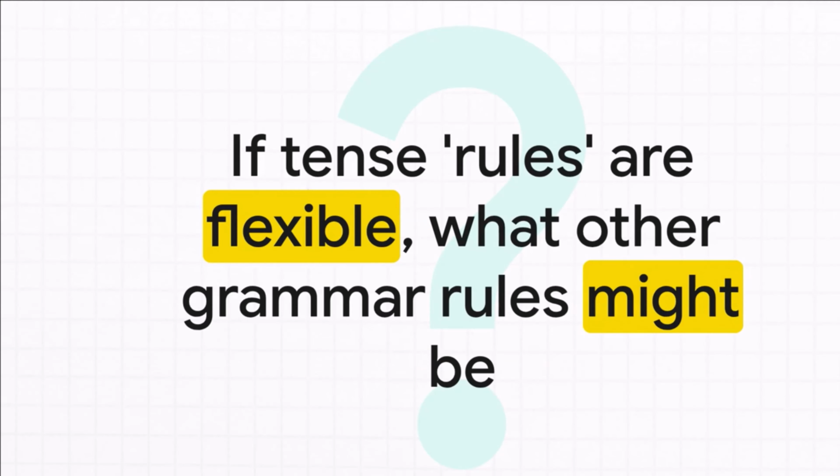And I will leave you with one final thought to chew on. If the rules for something as basic as tenses are really more like flexible guidelines, what other grammar rules that we treat as absolute law might actually be more flexible than we think? Kind of makes you wonder, right?